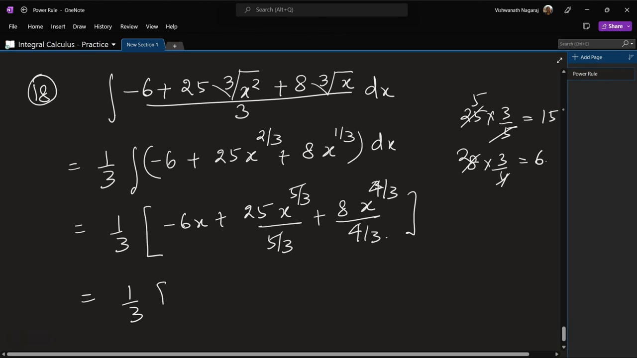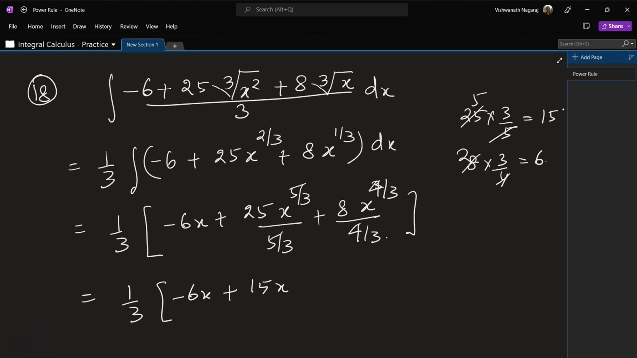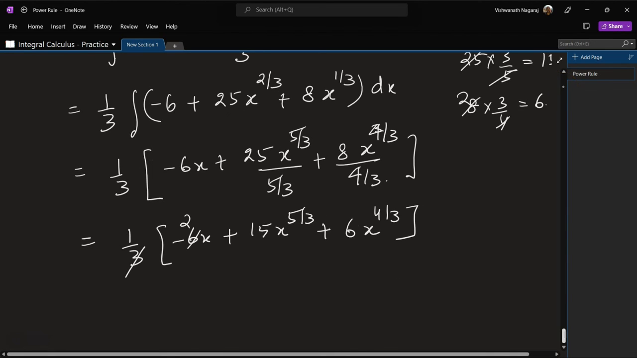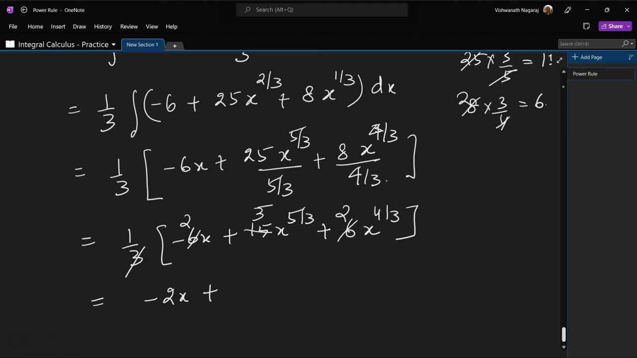So 1 by 3 times minus 6x plus 15 x to the power of 5 by 3 plus 6 x to the power of 4 by 3. Take it inside. All of this will lead to some cancellations, and we end up with minus 2x plus 3 fives, so 5x to the power of 5 by 3 plus 2x to the power of 4 by 3, and without fail plus c.